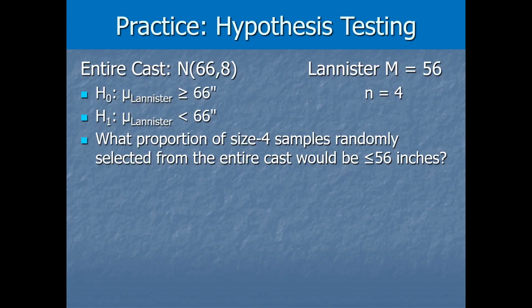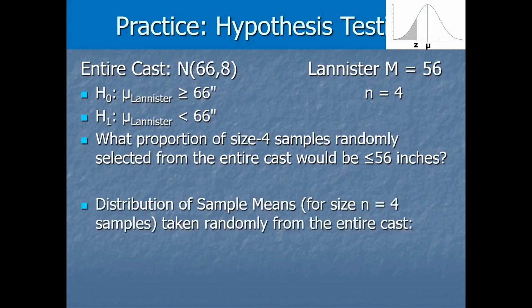Now our question is, just given this data, kind of what proportion of size 4 samples, if we randomly selected from the entire cast, would be less than or equal to 56 inches? Like, imagine the null hypothesis is true. Imagine Lannisters are not shorter on average. If so, what proportion of the time would measuring 4 of them give us a sample mean of 56 inches?